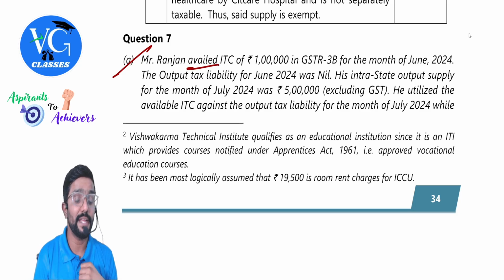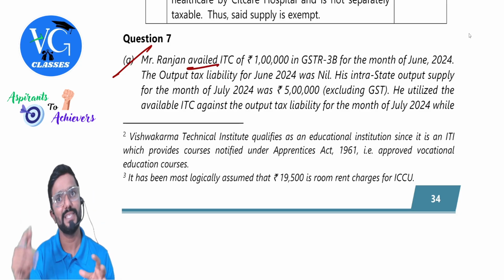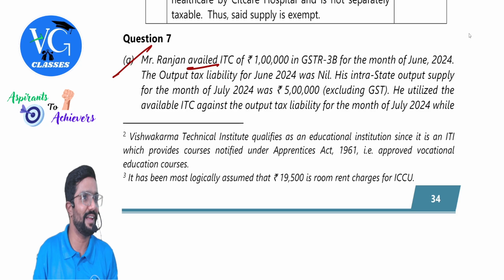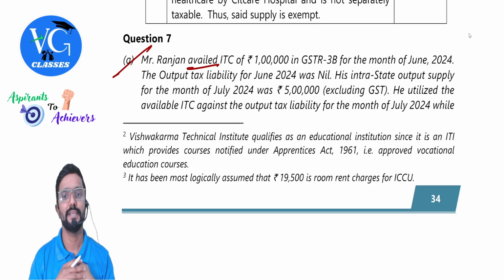Okay, he has availed it. He has not utilized it. He has availed it, means in his electronic credit ledger, it is there. He has not yet utilized because output tax is zero. Against what will he utilize?